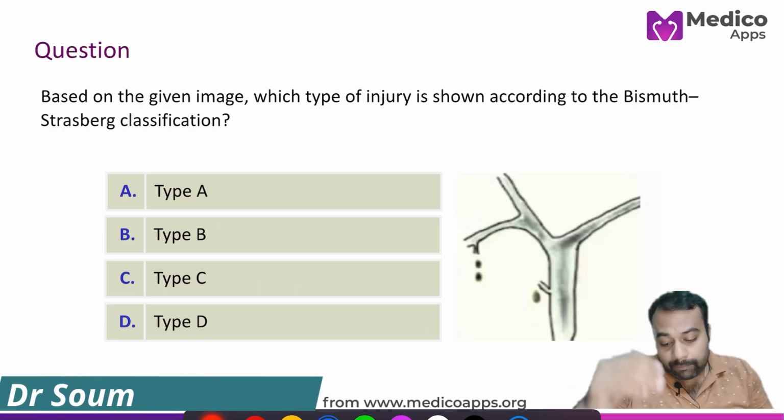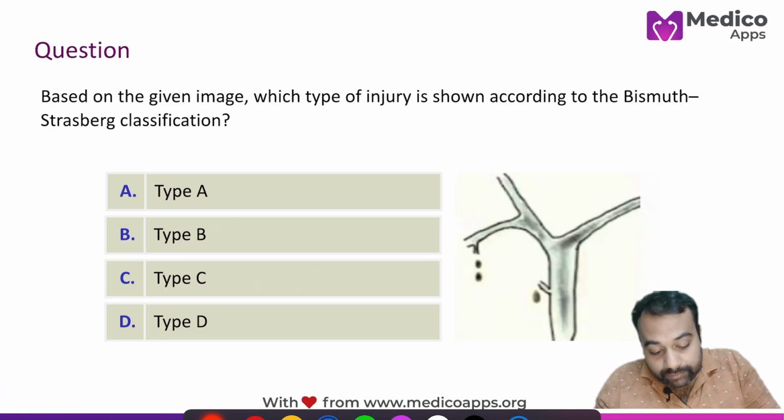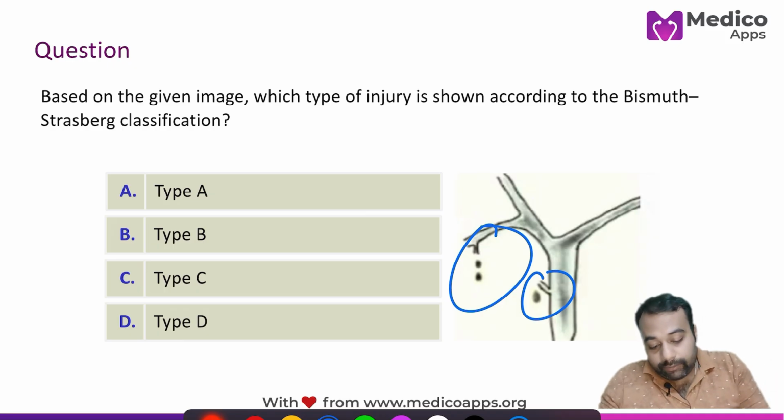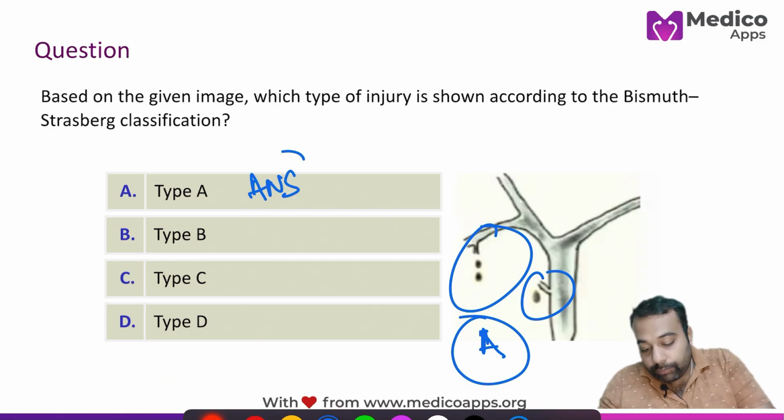Now let's come back to the question. We have already discussed. In this image there is a bile leakage from the cystic duct and the duct of Luschka, right? As a result of that, it is going to be a part of type A. Okay, so this type A is going to be the answer here.